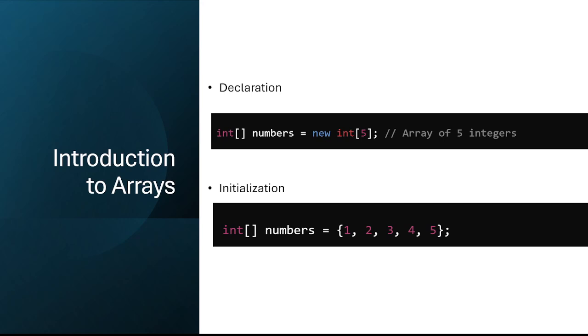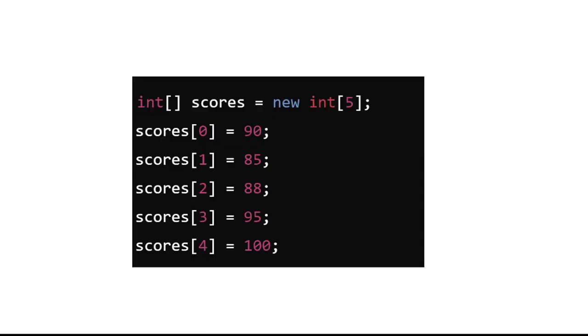In this example, you can see we are declaring an array called numbers, and then we are initializing the array with the numbers 1, 2, 3, 4, and 5. Here we first create an array of length 5, and then individually assign values to each element. The elements are accessed using an index, which starts from 0. So score 0 refers to the first element, score 1 to the second, and so on.